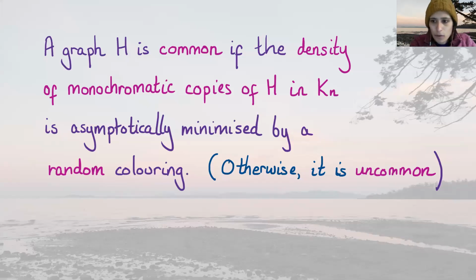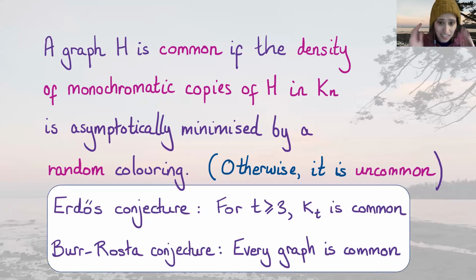But before we talk about that, let's talk about the definition. I'm sure many of you are familiar with this definition. You can say that a graph is common if the density of monochromatic copies of the graph is asymptotically minimized by a random coloring, otherwise it's uncommon. So what do these conjectures say? Well, Erdős conjectured that KT is common, and Burr and Rosta conjectured that every graph is common.